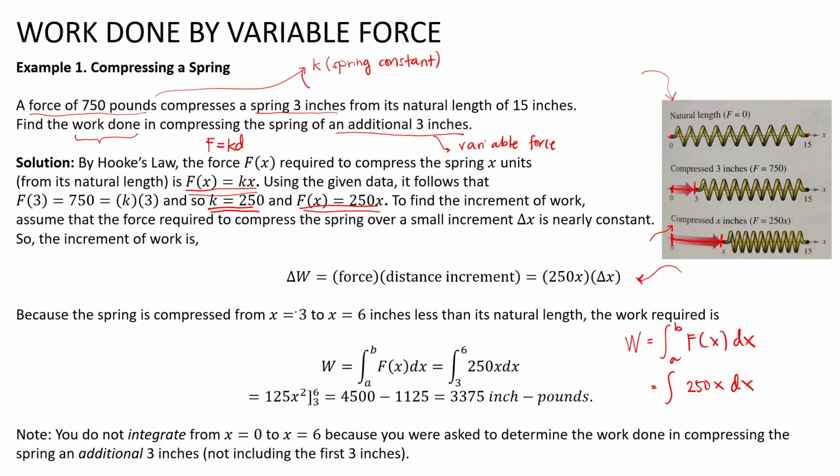Since we are compressing an additional 3 inches, that will be from 3 to 6. So 3 to 6. You won't be integrating from 0 to 6 because you're only asked to look for the work of an additional 3 inches.